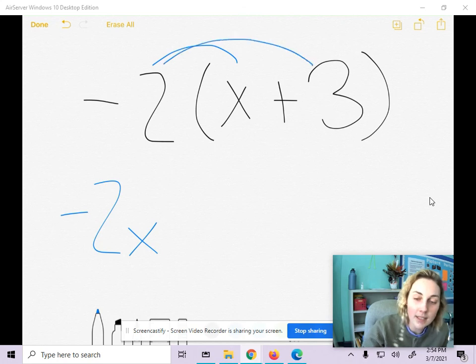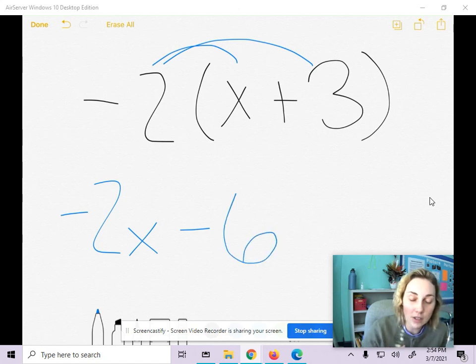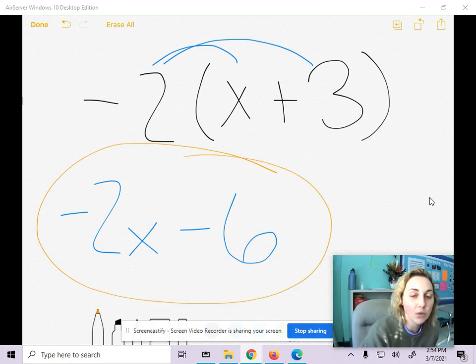And then negative 2 times positive 3. Remember, a negative times a positive is going to give us a negative answer. And negative 2 times 3 is going to give us, again, a negative 6. Again, these terms are not like terms, so it's as simplified as it's going to get, leaving us with our final answer.